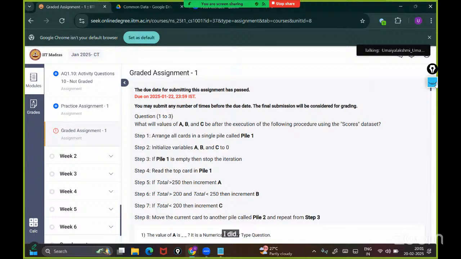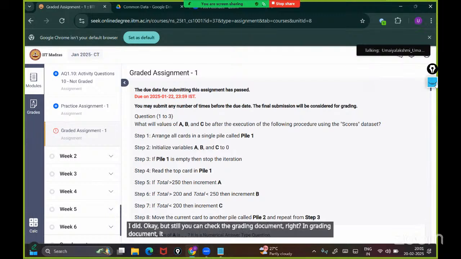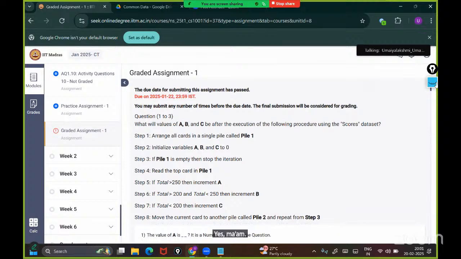But okay, you can still check the grading document, right? In the grading document, the dates of submissions and all are clearly mentioned. Yes, ma'am, I'll do. If the due date is over, you cannot do it again. Yes, that is the problem. I forgot that when I checked it. Yeah. So after this, try to keep up. Don't miss the dates hereafter. Okay.